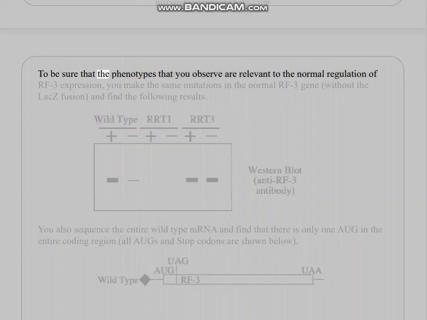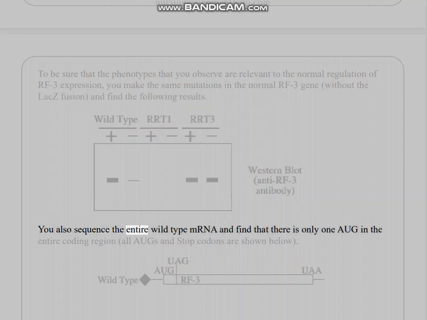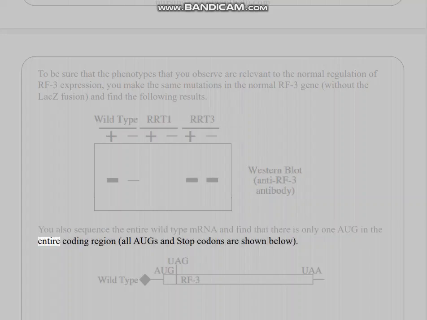To be sure that the phenotypes that you observe are relevant to the normal regulation of RF3 expression, you make the same mutations in the normal RF3 gene, without the LacZ fusion, and find the following results. You also sequence the entire wild-type mRNA and find that there is only 1 AUG in the entire coding region. All AUGs and stop codons are shown below.